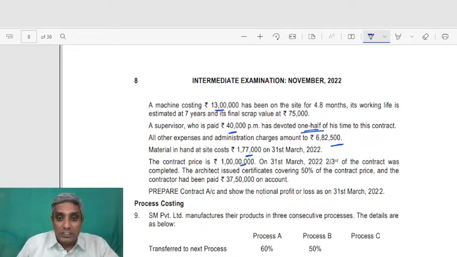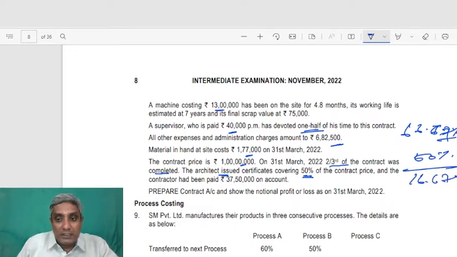Now here the next details. 2/3 of the contract was completed. Now, completed as per whom? As per the contractor. Now, contractee will pay only according to architect certificate, is it not? So, architect has given the certification for 50% of the contract price. So, 2/3 means 66.67%, is it not? And 50% you know. So the difference actually is not certified. Now for contract account, we have to calculate the cost of work uncertified. This percentage will help us to do that.